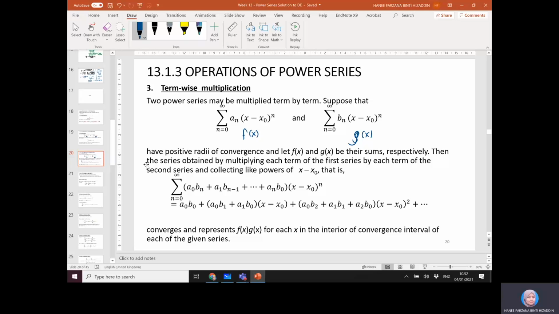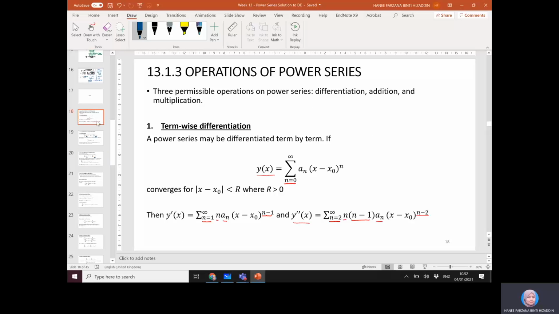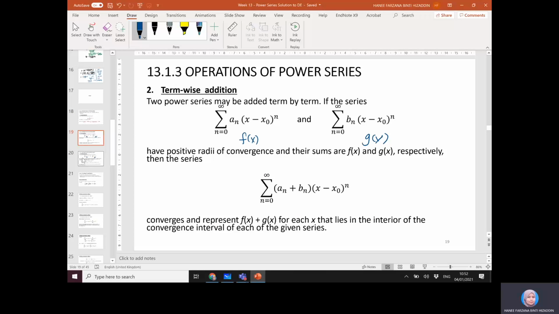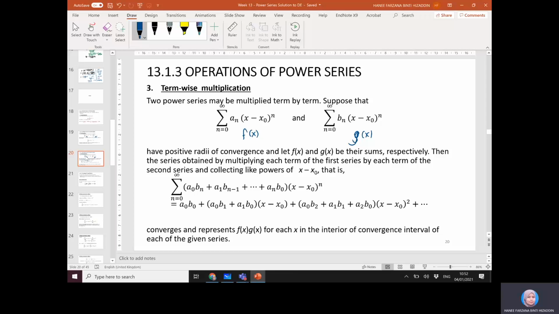So just remember, in short, the operations of power series: they can be differentiated term by term, added term by term, and multiplied term by term. It doesn't say that they can be divided. So let's just stick with those operations for now.